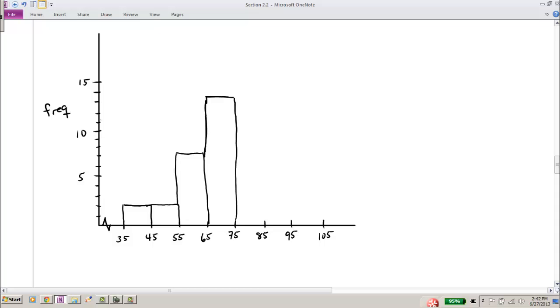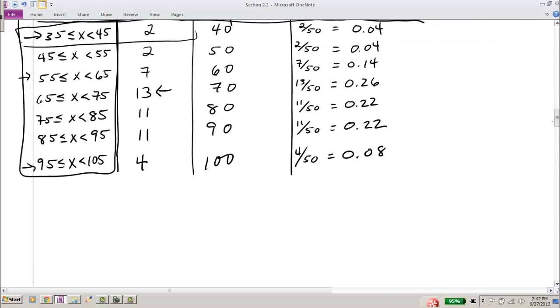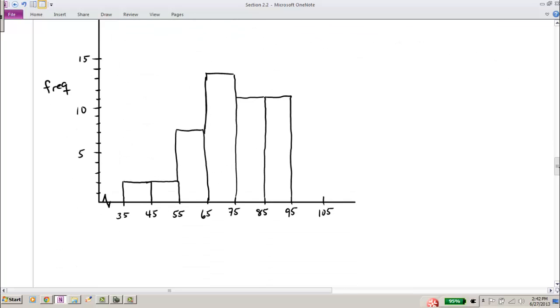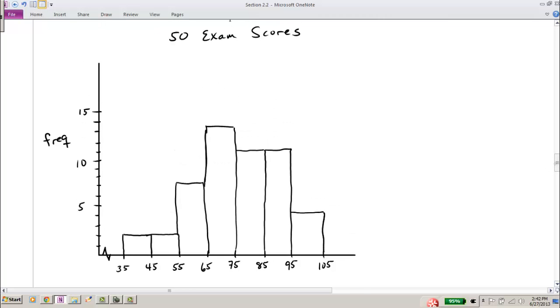75 to 85 had a frequency of 11, as did the 85 to 95. And our last class, 95 to 105, had a frequency of 4. And there is a histogram that represents the frequency distribution we just made.